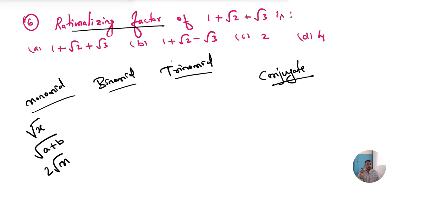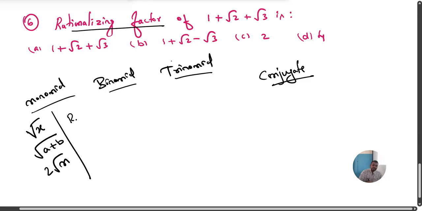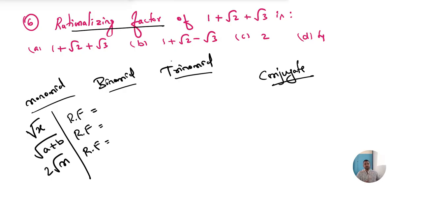So whenever you find a single number, a single surd, that is said to be a monomial. Mono means single, one. Now we want to find the rationalizing factor of these all. Let's see how to find the rationalizing factor of monomial surds. Children, the rationalizing factor of a monomial surd is the question itself.